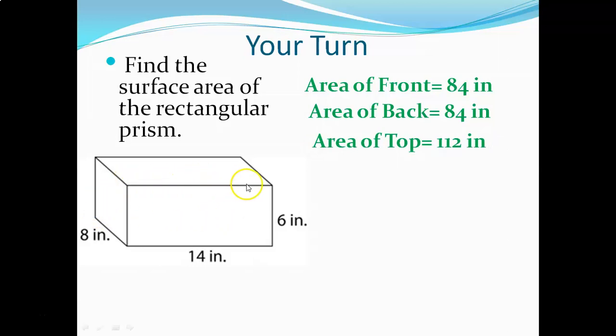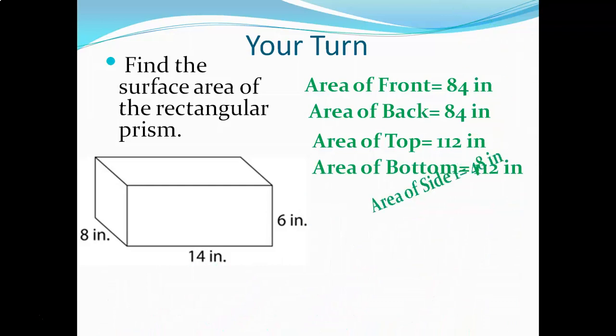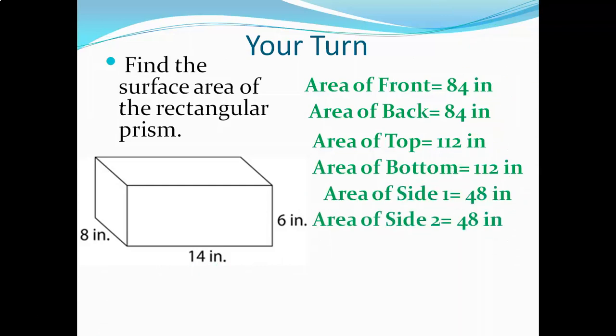Well, 14 here, 8 here. Once again, let's count by 14s. 14, 28, 42, 56, 70, 84, 98, 112. And of course, the top is the same as the bottom. And the side is 48. 6 by 8 is 48. Second side, same as the first. Add them all up, and you should get 488 inches squared.